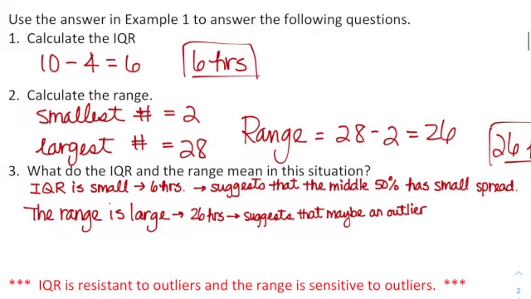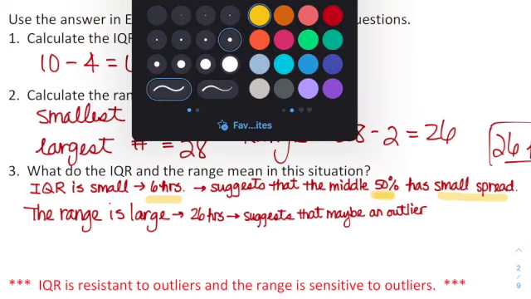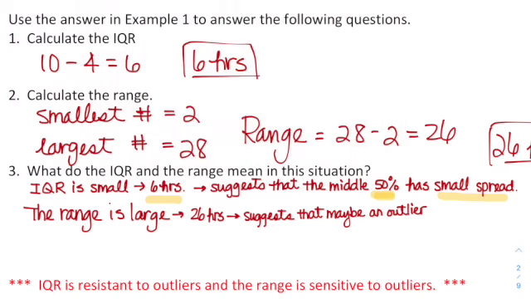Well, the IQR is small. That's interquartile range. It's 6 hours. And that suggests that the middle 50% have a very small spread. Okay, middle 50%. Now the next one, you have the range, and the range is large, 26 hours.